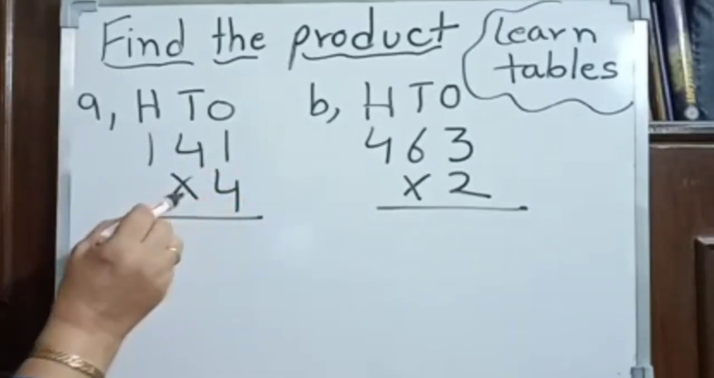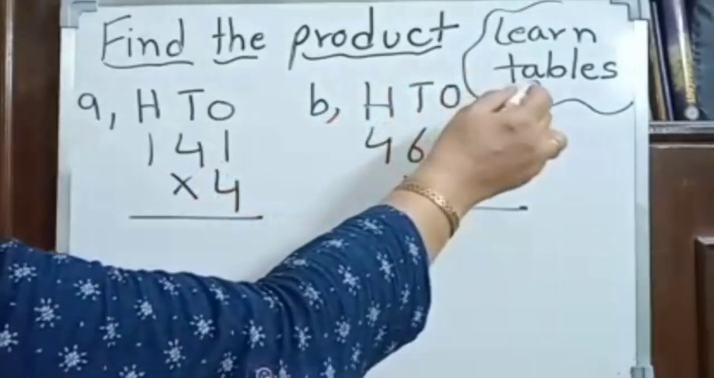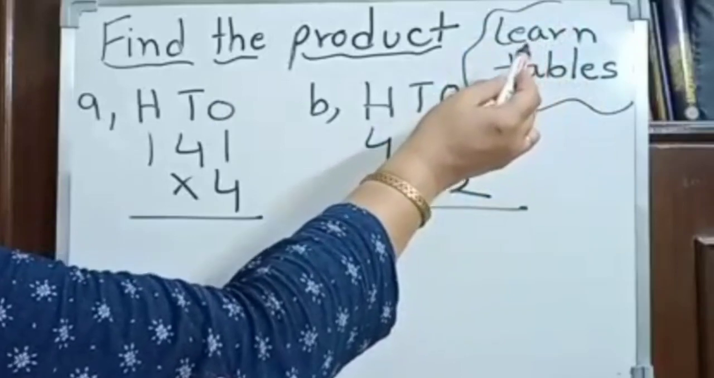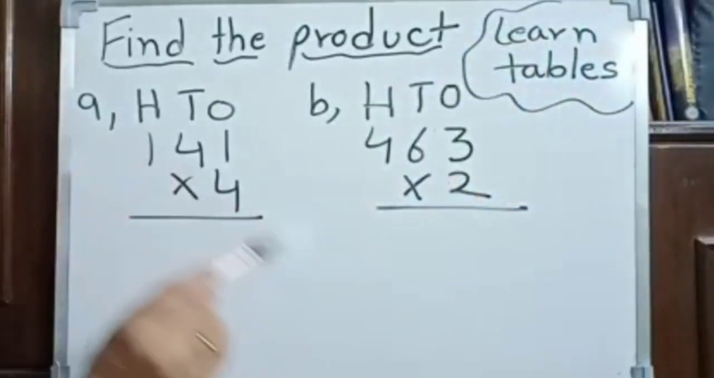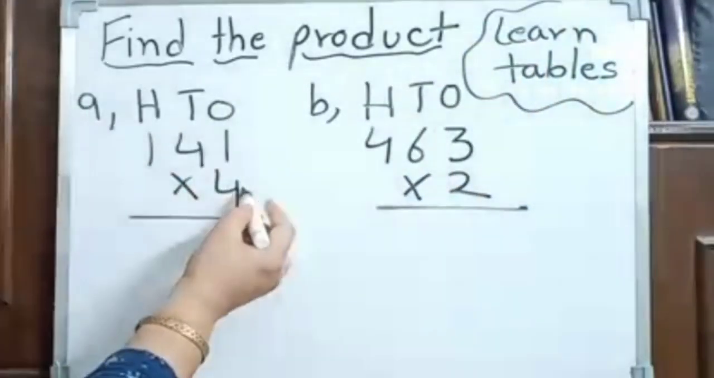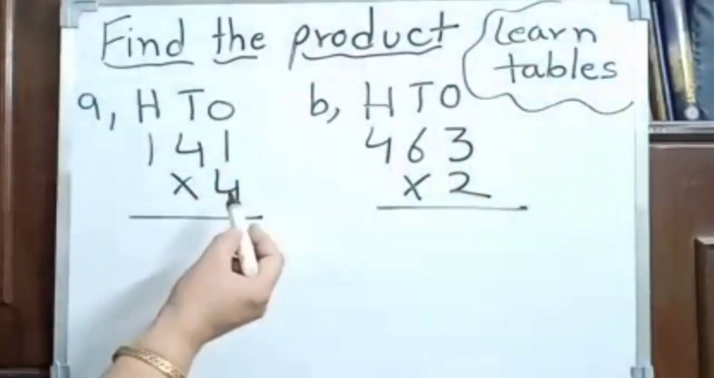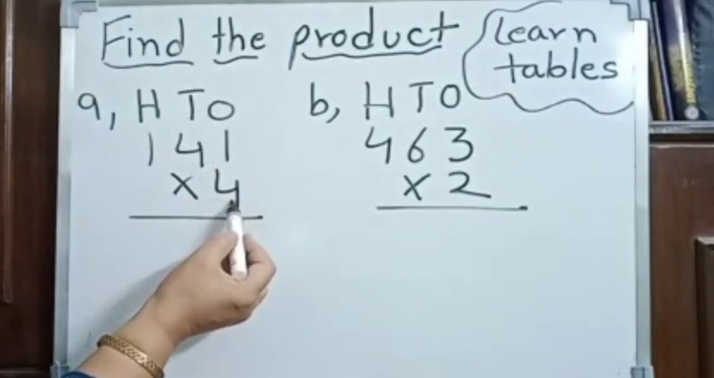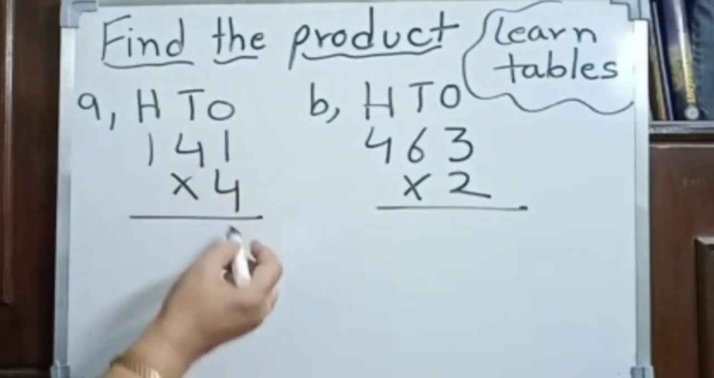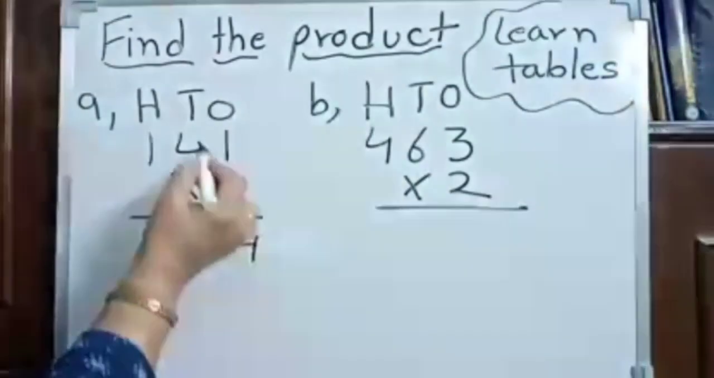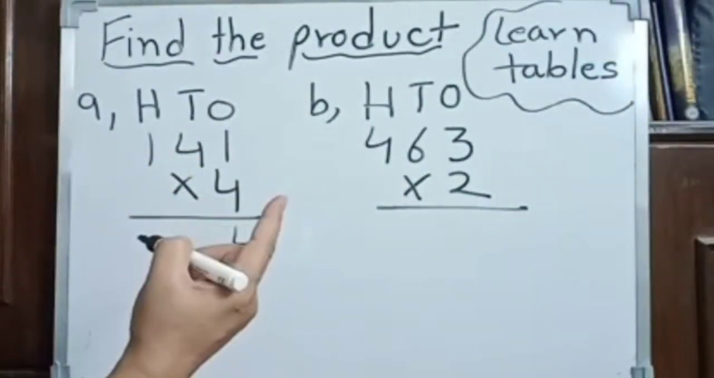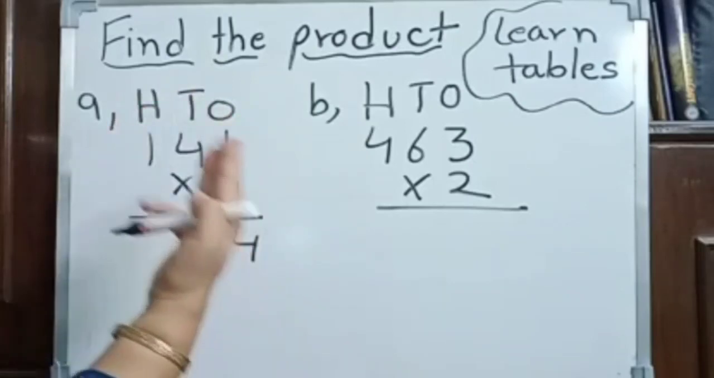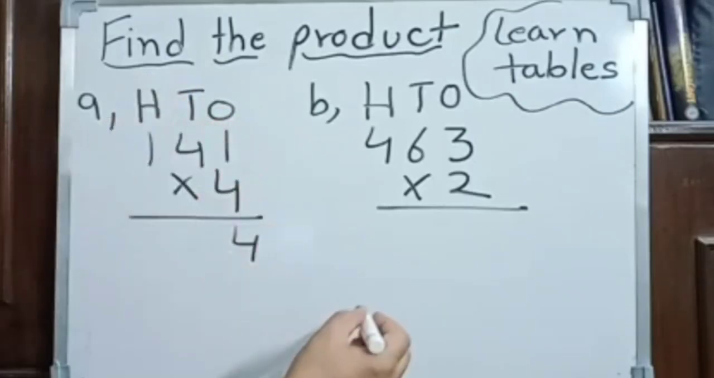Now this is very important: learn tables. I put it here inside the cloud: tables are very important for your multiplication. Now just read out the table. Whatever is written here, you have to count the table up to that. 4 1s are 4, 4 2s are 8, 4 3s are 12, 4 4s are 16.